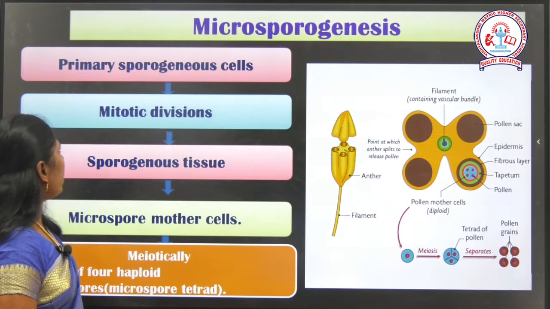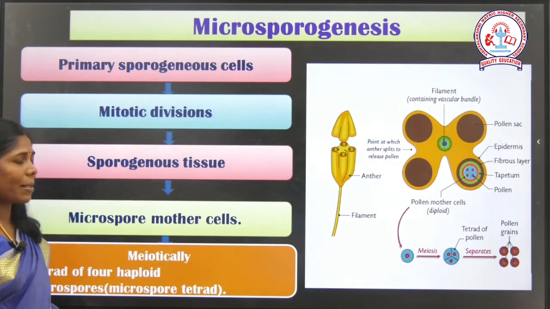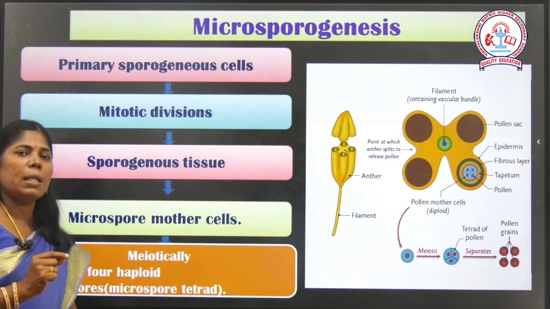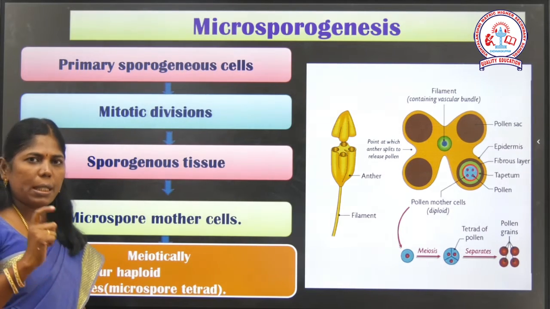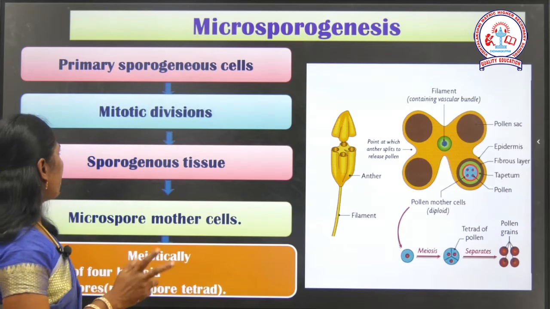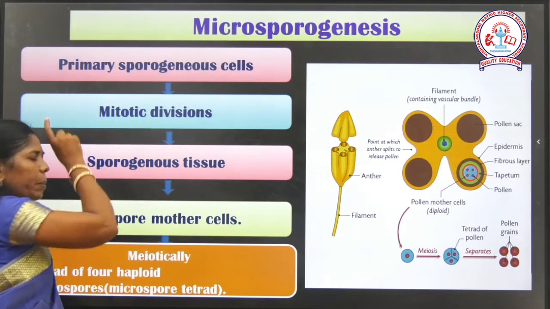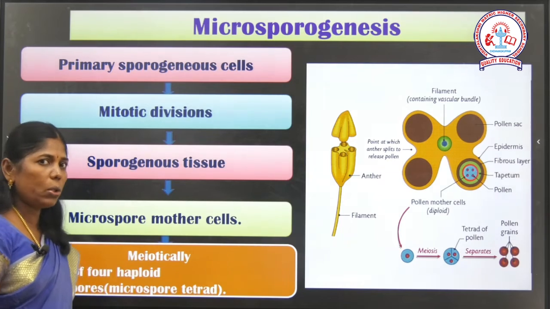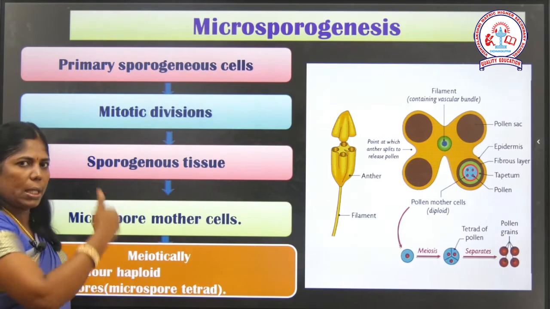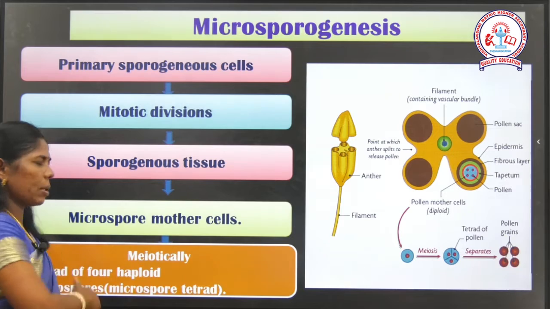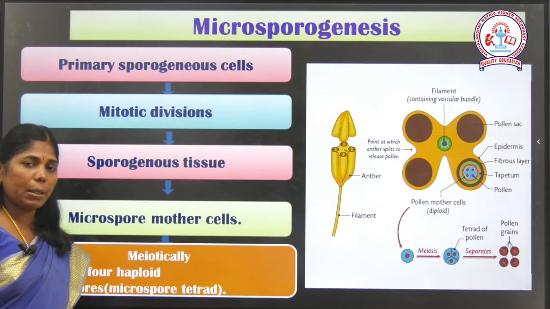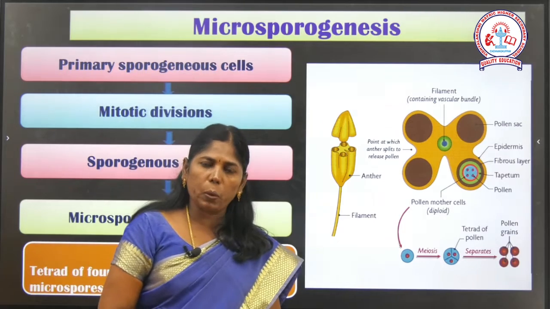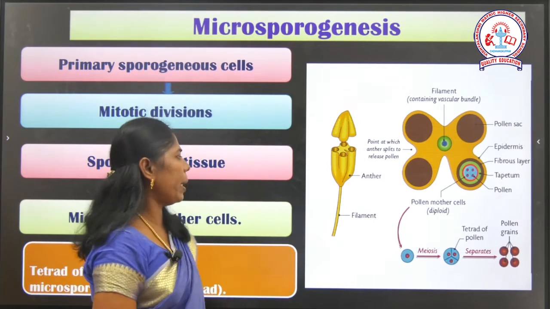What about the primary sporogenous cells? They undergo mitotic divisions. In this chapter we must keep in mind which type of division takes place where; that is a very important part. Mitotic division gives rise to the sporogenous tissue. From the sporogenous tissue, microspore mother cells are formed. The microspore mother cell undergoes meiotic division to form 4 haploid microspores.